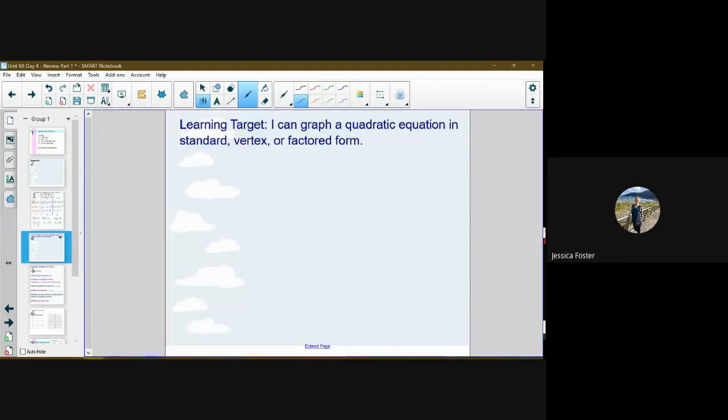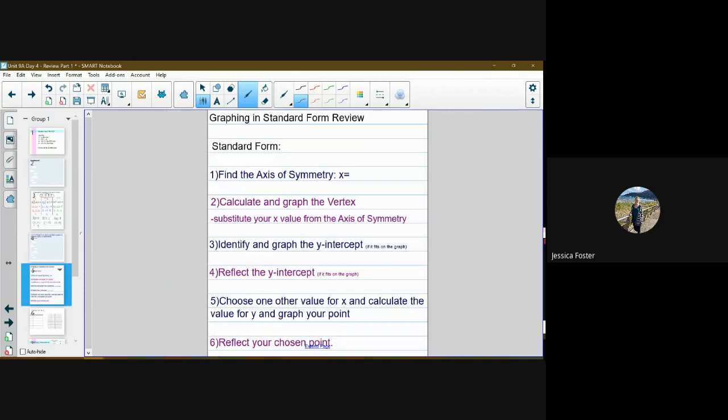All right, so like I said, last week we were talking about graphing a quadratic equation in different forms: standard form, vertex form, factored form. We've talked about those different forms and the two things you can tell from each. Today in this quick review, we are just going to focus on standard form. So let's see what we already talked about.